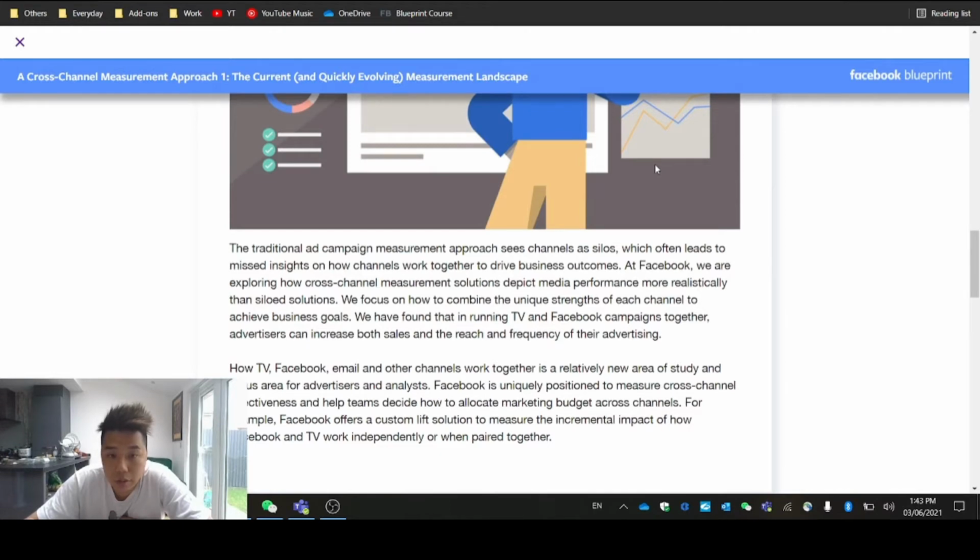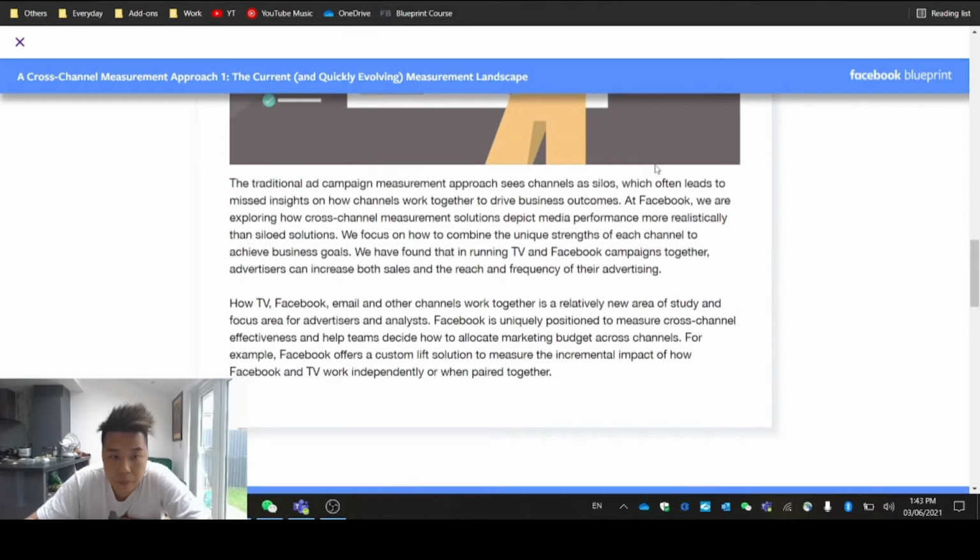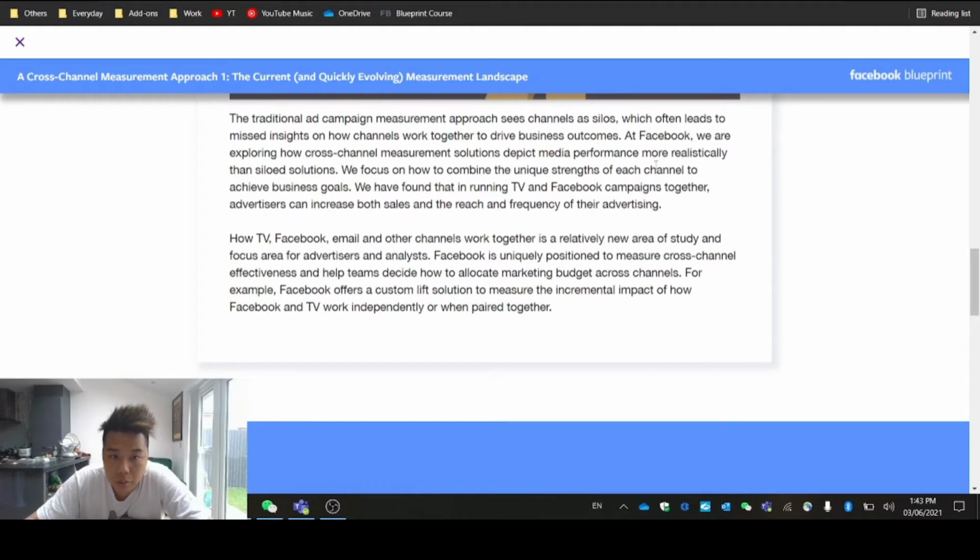We found that in running TV and Facebook, how TV, Facebook, email, and other channels work together is a relatively new area of study and focus area for advertisers and analysts. Facebook is uniquely positioned to measure cross-channel effectiveness and help teams decide how to allocate marketing budget across channels. For example, Facebook offers a custom lift solution to measure the incremental impact of how Facebook and TV work independently or when paired together.